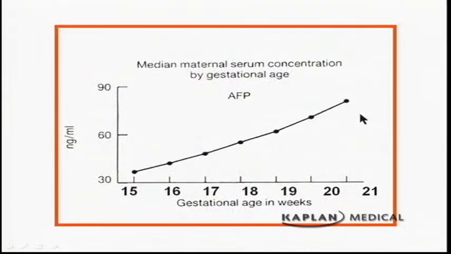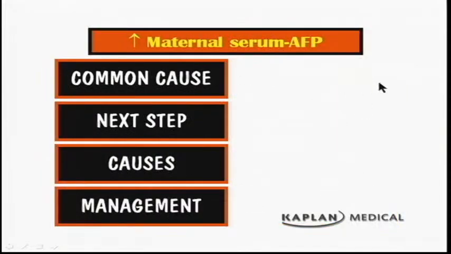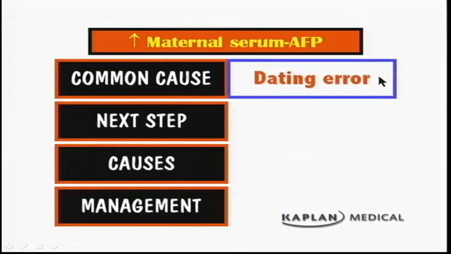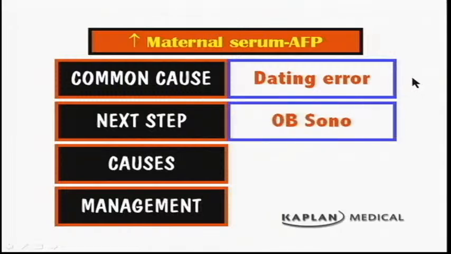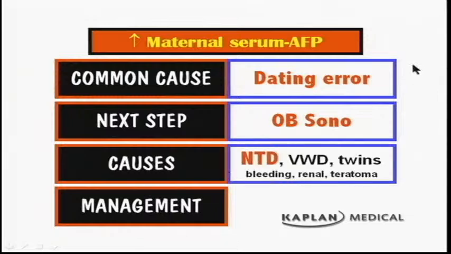So we have the AFP, as we said, goes up. The most common cause of elevated MSAFP is, remember what we said? Dating error. Therefore, the next step in management is ultrasound. Does that identify what the cause is? Neural tube defect, ventral wall defect, twins, bleeding, renal disease, sacrococcygeal teratoma. If we've got the diagnosis based on ultrasound, that's the end of the line. You've already made your diagnosis.